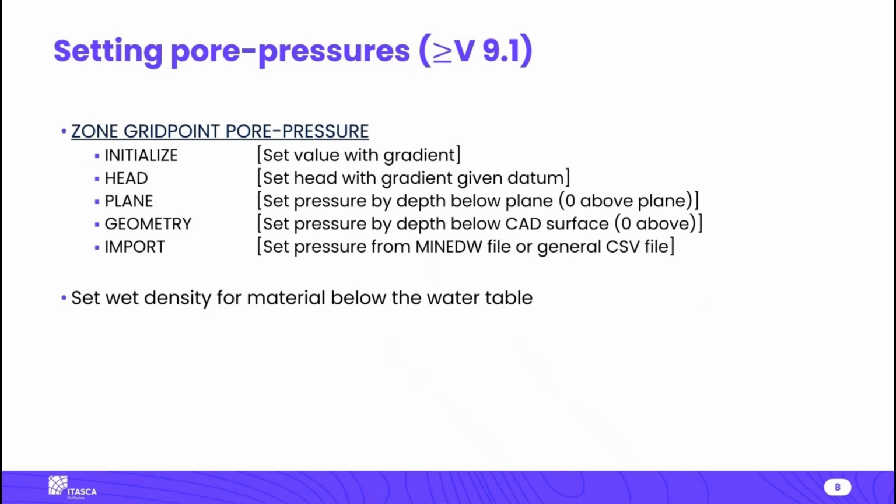So whatever you want to do here, you say zone gridpoint pore pressure initialize, and you can set some value with the gradient. You can specify a head. So like I said, the underlying formulation uses pore pressure, but to make life easier for people, you can specify a head. You can specify a plane, which is just a plane that determines the water table. Often it's horizontal, but it doesn't have to be.